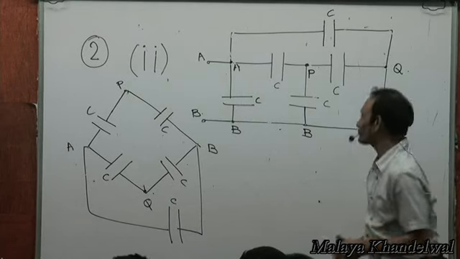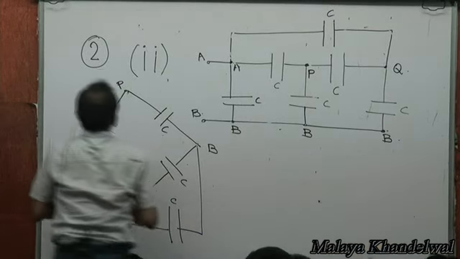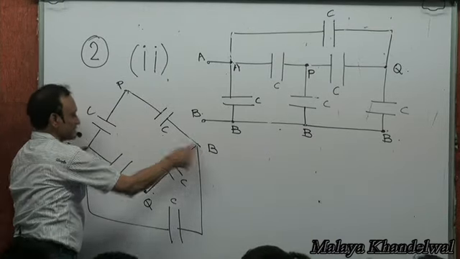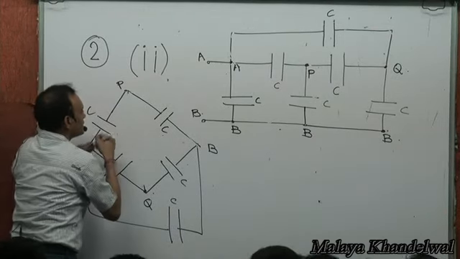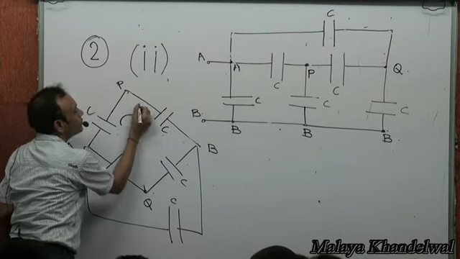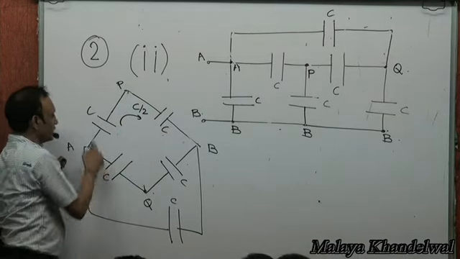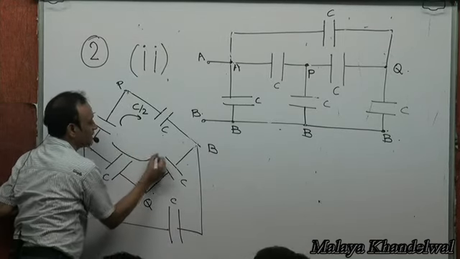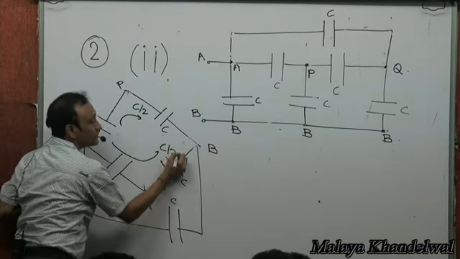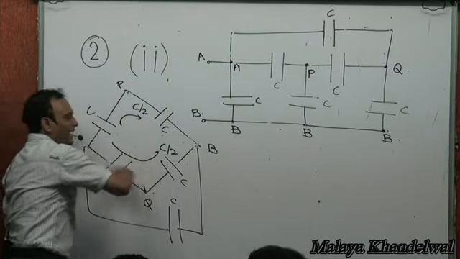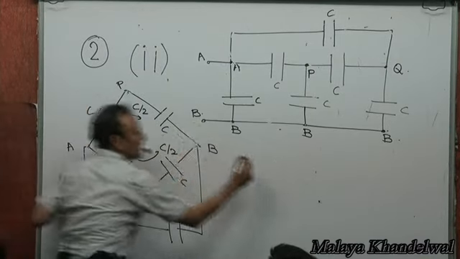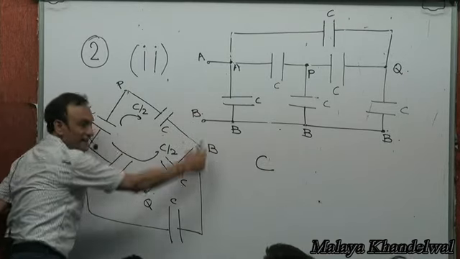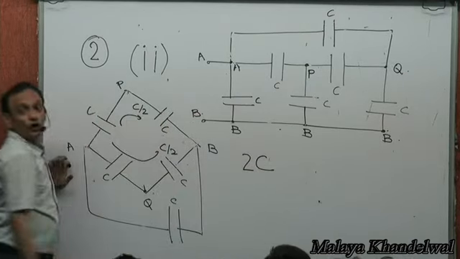It is only adding to dirt and clutter. Clear? All right, now this C and this C in series. So that will make it C by 2. Right? This C and this C in series. That will make it C by 2. Yes or no? C by 2 in parallel with C by 2. That makes it C. And this C in parallel with another C. That makes it 2C.